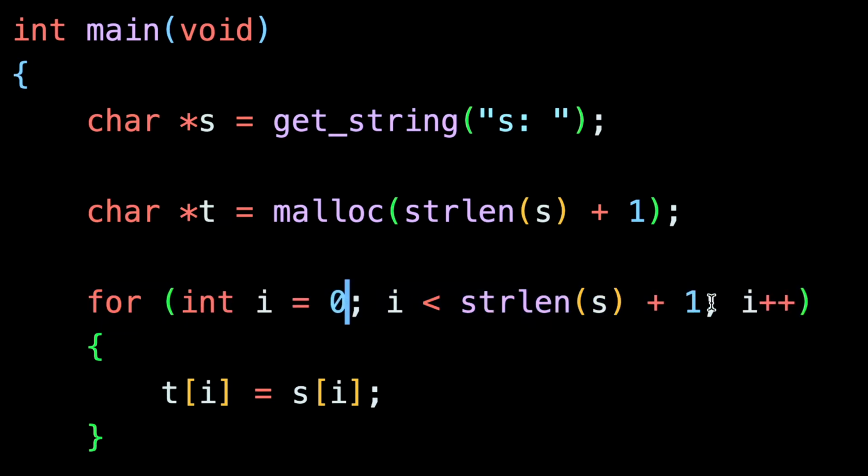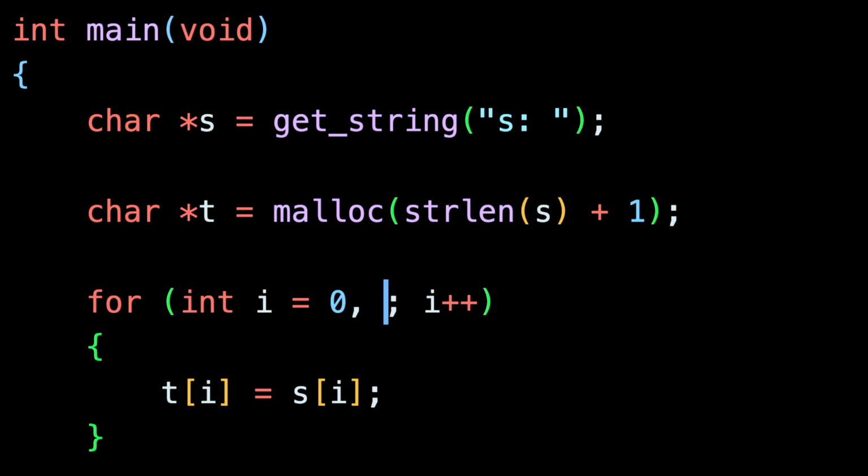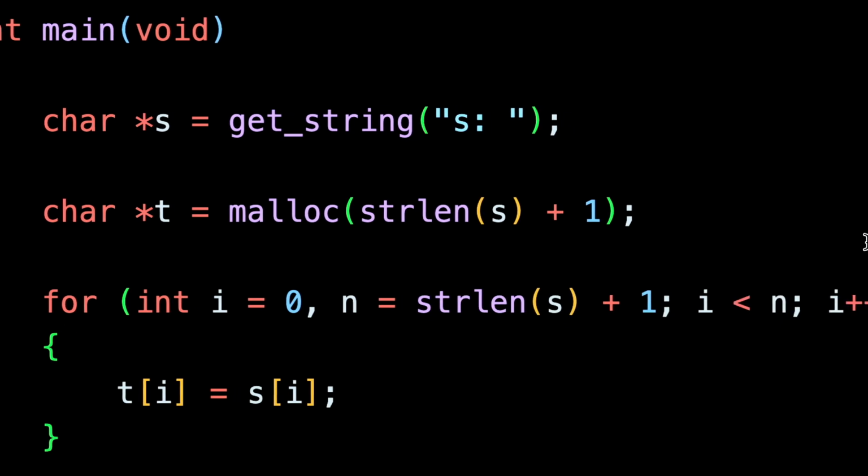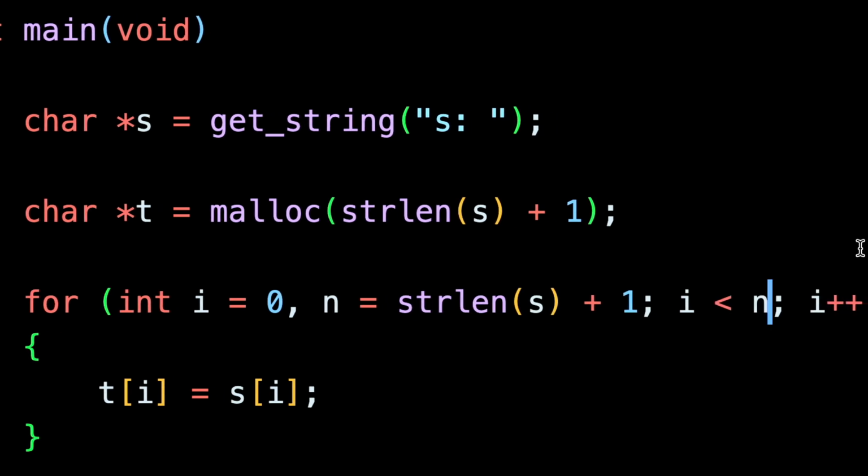Let me remove this whole condition. And let me add a comma after i equals 0, set n, or any variable, equal to the strlen of s plus 1, and then after the semicolon, just ask the question while i is less than n. So it's almost the same, but notice now my condition in the very middle of this loop is at least comparing 2 static values. n never changes. Sorry, 1 static value. n never changes. All that changes is i. But I'm not foolishly calling strlen again and again.